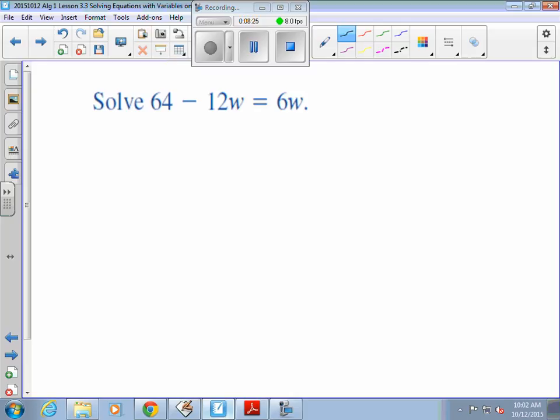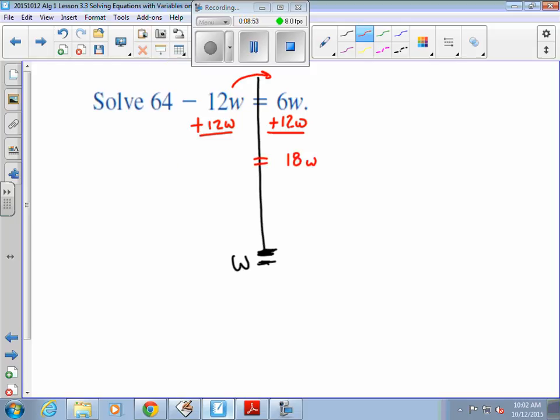Again, you got variables on both sides. You want to get w equals all by itself. You might have it written backwards, but it doesn't matter which way you write it. Your negative 12w is smaller than your positive 6w. So let's bring negative 12w, or minus 12w, across by adding 12w. If you add 12w to the left, do the same to the right. 12w plus 6w, or the other way around, is 18w, is equal to, we still have 64 on the left.